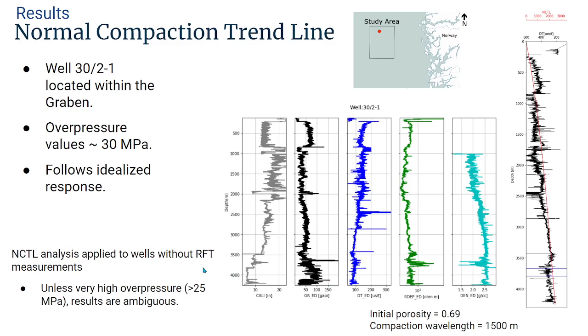Unfortunately, results for wells with suspected overpressures less than 25 megapascals were ambiguous. Clear reversals from the normal compaction trends could not be identified, and this approach was abandoned due to time constraints, although further work could refine the technique.